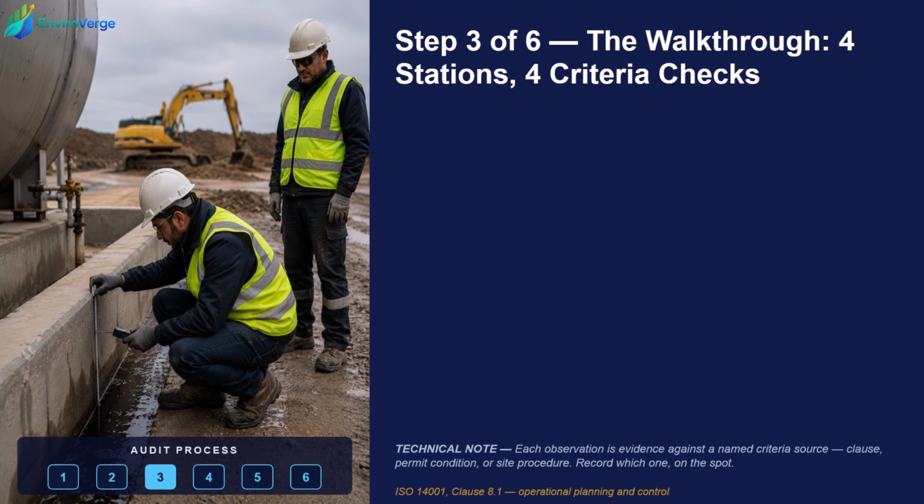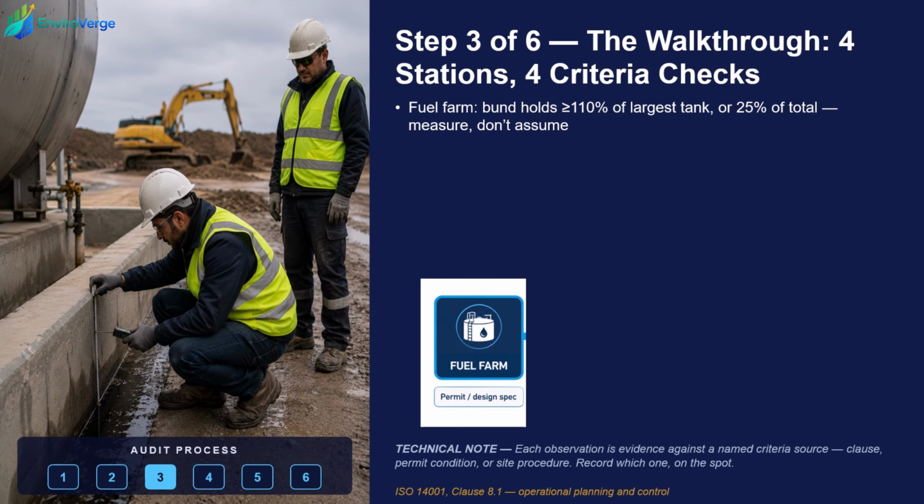Step 3. Boots on. 4 stations, 4 criteria checks. The fuel farm first. The bund, that containment wall, must hold at least 110% of the largest tank or 25% of total storage, whichever is greater. That figure comes from your permit conditions and design specifications, not from ISO 14001, which is exactly the point. Criteria come from more than one source.